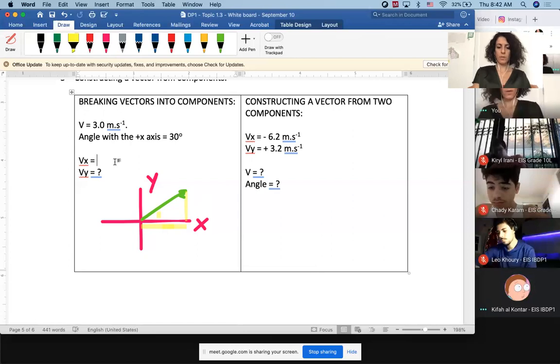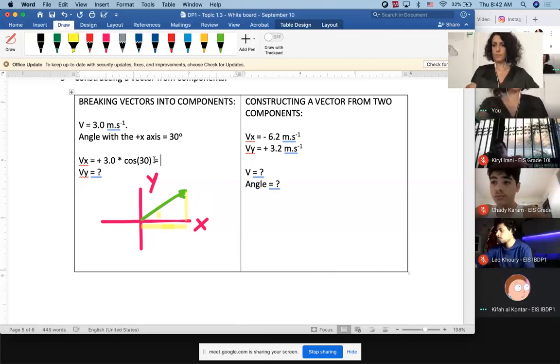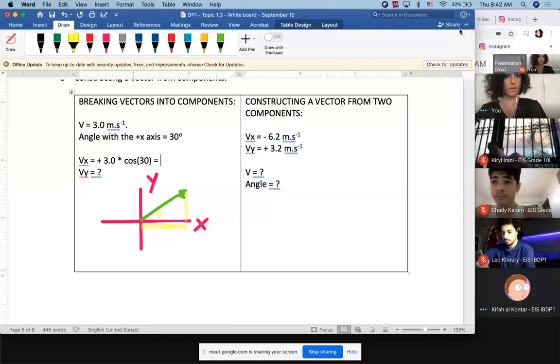Okay, so 3.0 times cosine 30. Okay, is it positive? Okay, it's pointing to the right, so it's positive. I know Sherbel is following and Sherbel is doing right. Yeah, continue. Okay, so 2.6 meters per second, negative 1.